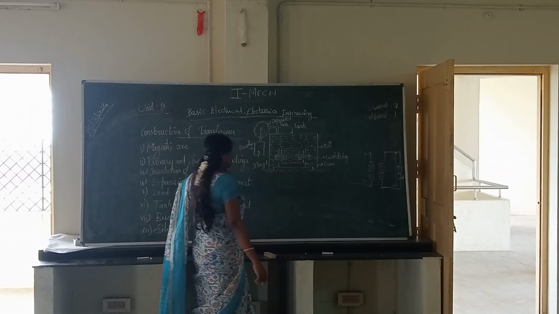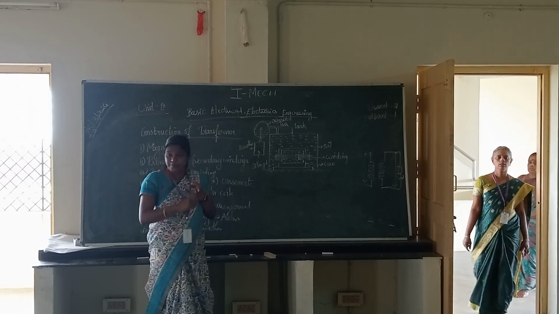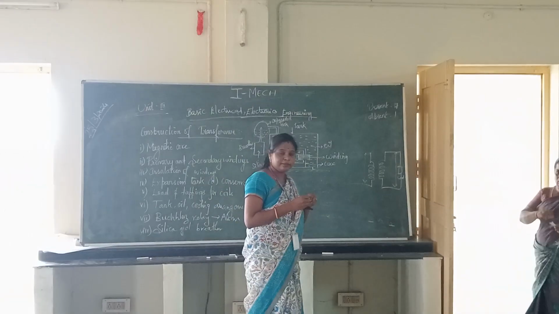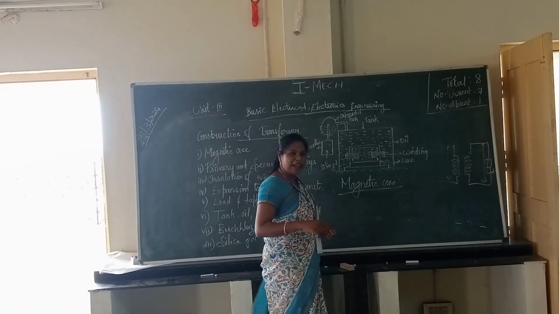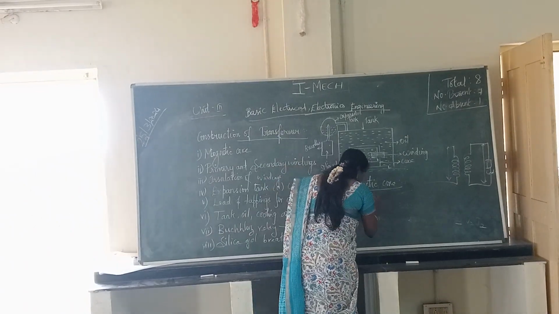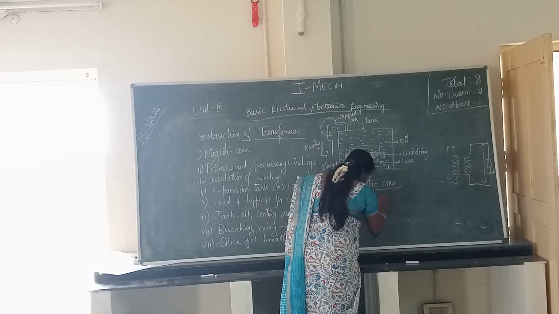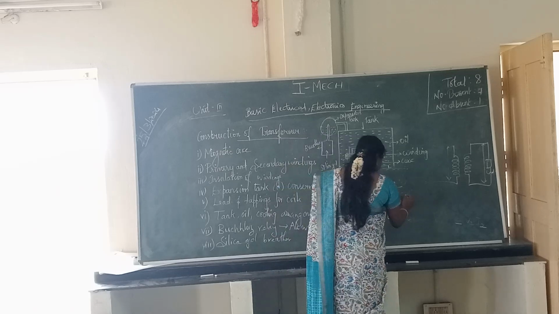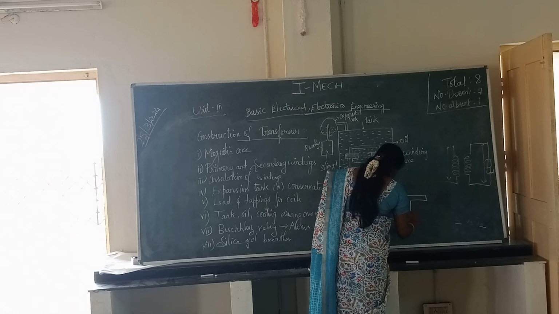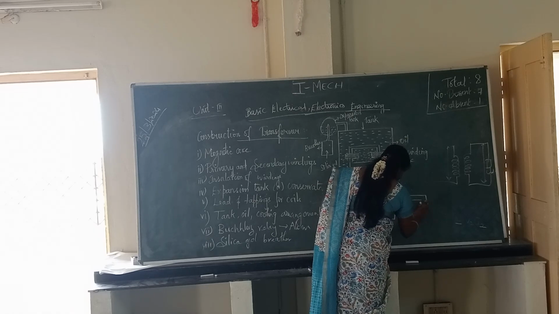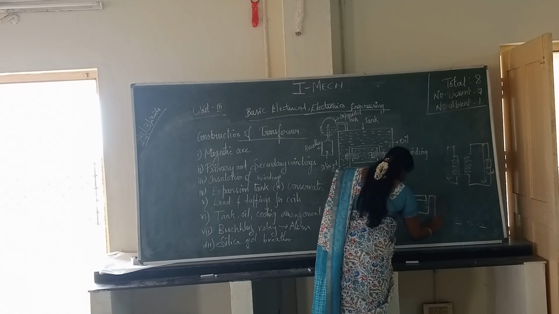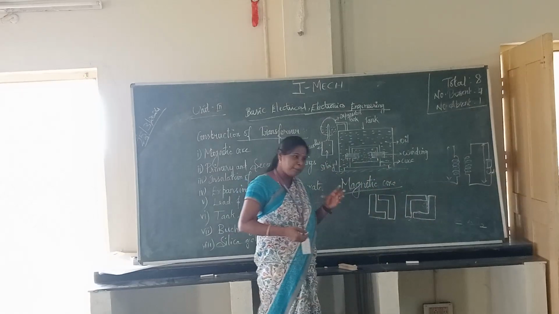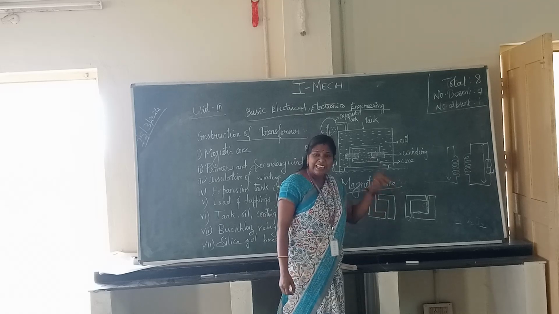Okay, right? So the magnetic core, there are two types of magnetic core. Three types actually. One is L stamping. So magnetic core, there are two types. One is like this maybe, or which is nothing but L stamping. This type of stamping is known as L type stamping.